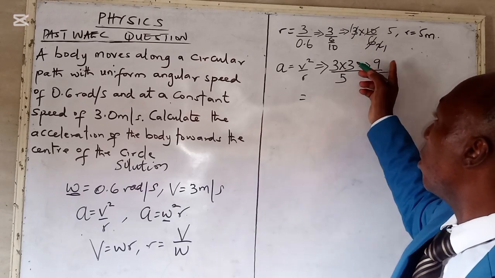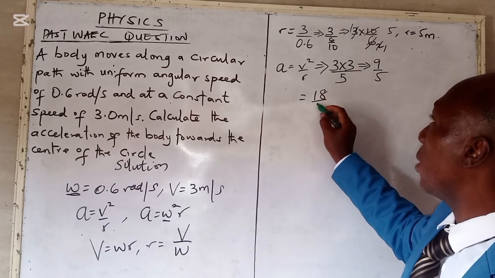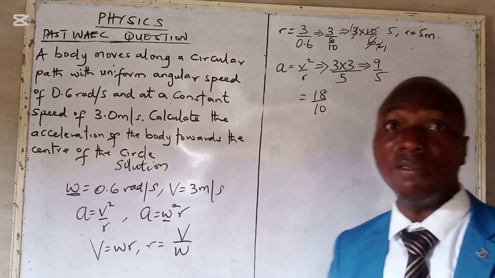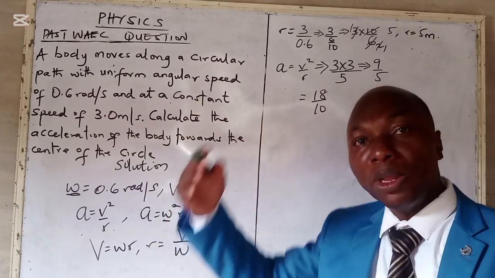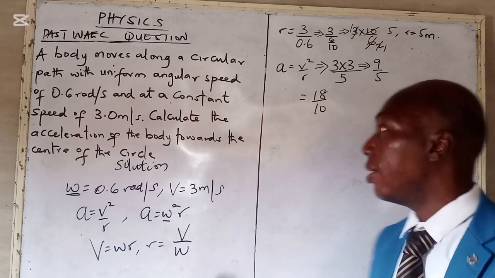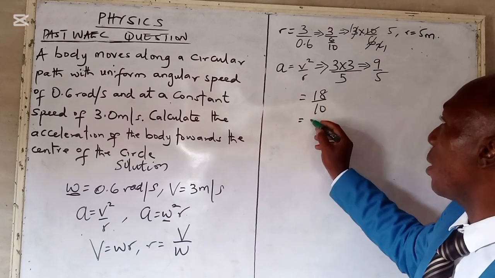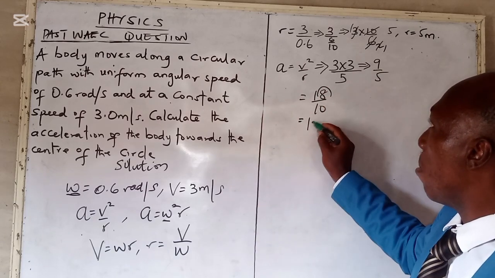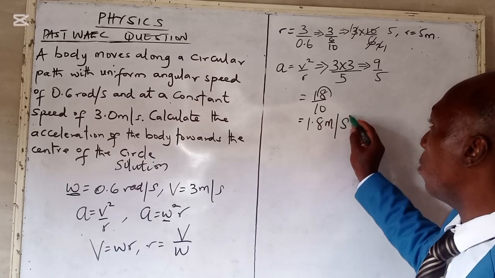So that will give you 9 times 2, 18 over 10. So that's the first way of dividing any number by 5. Multiply the numerator by 2 and divide it by 10. So that will give you 18 over 10, which is 1.8 meters per second squared.